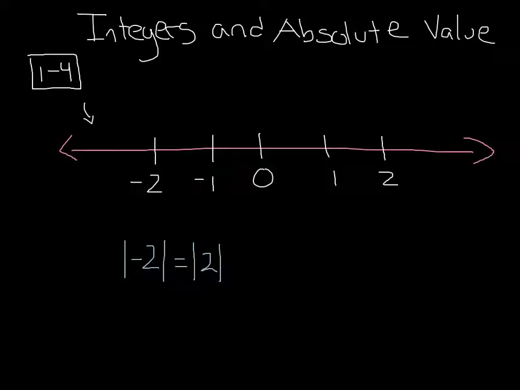So when you go over to -2, you go 1 space and then 2 spaces. So that's 2 spaces in all. Then to get to 2, you again go 2 spaces. So 1 space, 2 spaces. So the absolute value is the same even though they're on different sides of the 0.